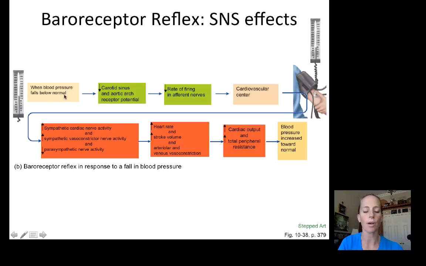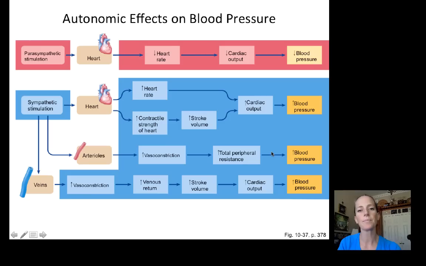So if blood pressure is too low, then there are going to be fewer action potentials in these baroreceptors. That's going to activate the cardiovascular center in the medulla. That will increase sympathetic effects on contractility, heart rate, and vasoconstriction. That will increase heart rate, increase stroke volume, and increase vasoconstriction. Overall, that will affect cardiac output, total peripheral resistance, and put blood pressure back to normal.